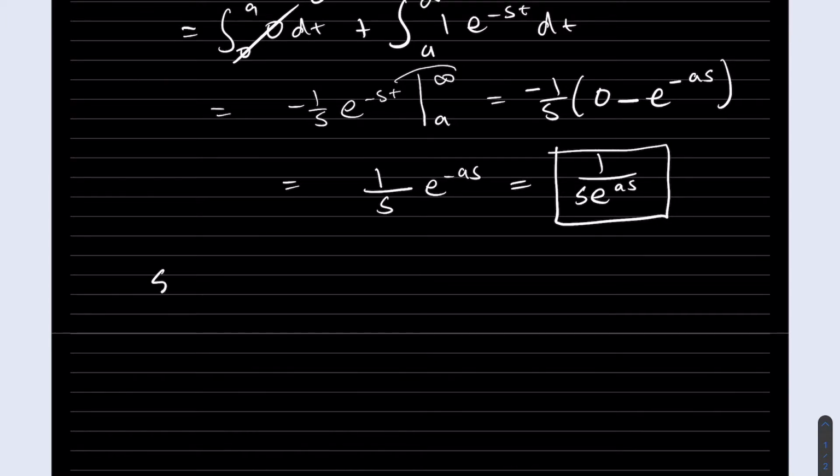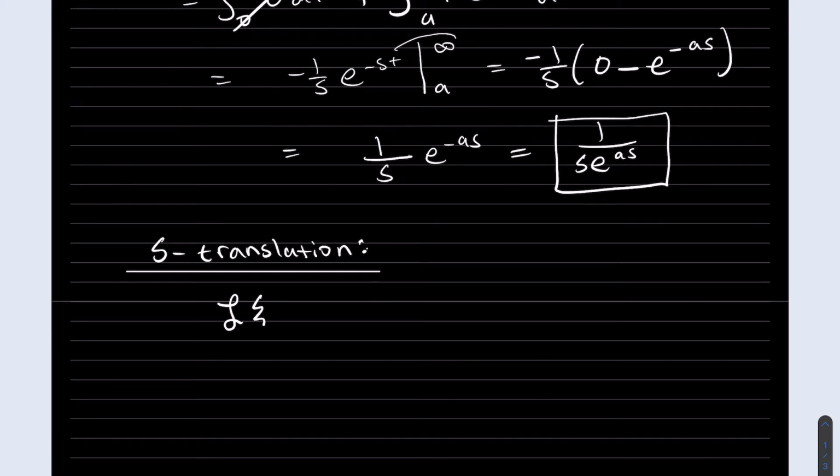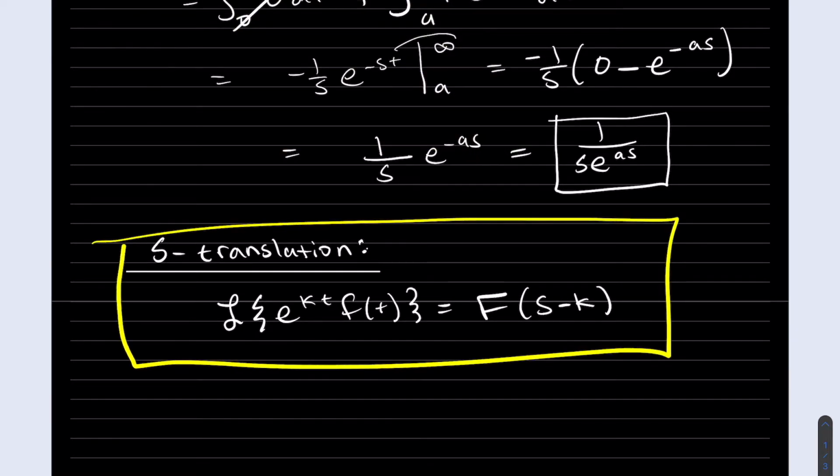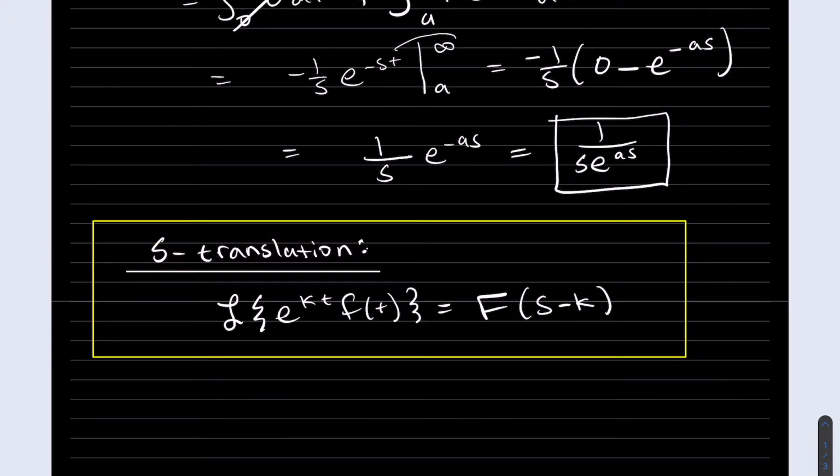So our next property has a name. It's called an s translation. And it says, I'm going to box this and I'm going to prove it here in a second. Now, do realize if this were plus k, then this will be the opposite. That'll be a minus. Okay?